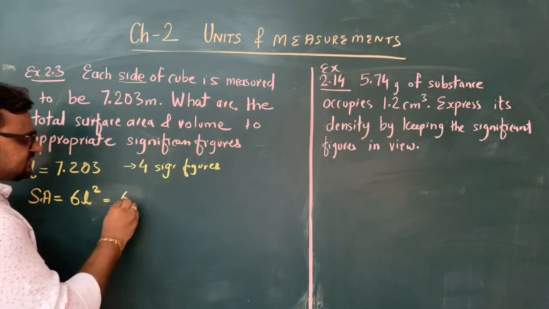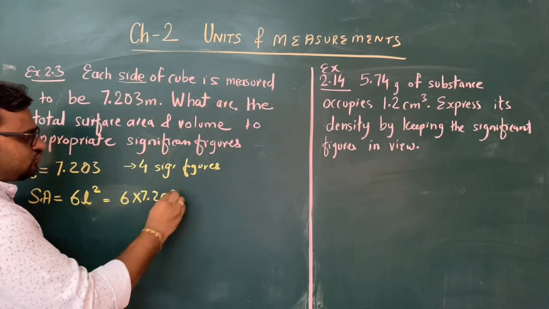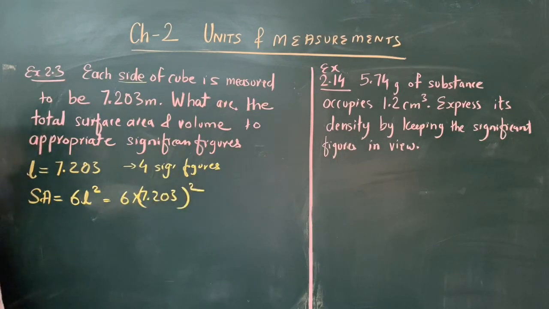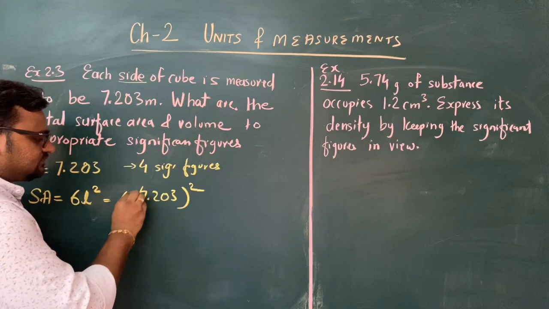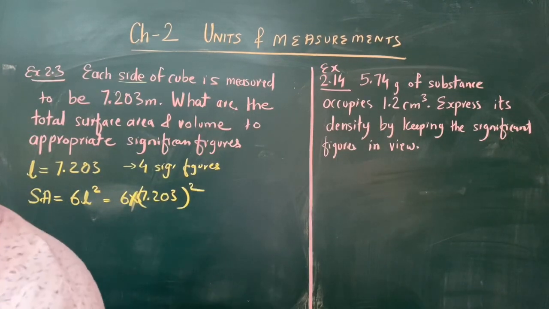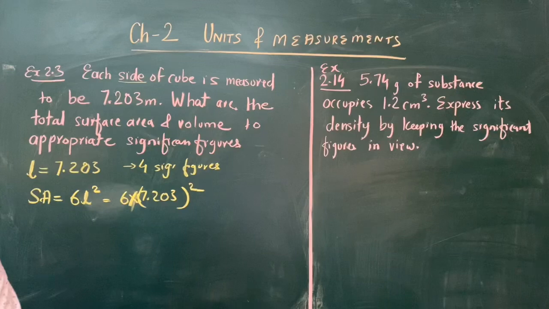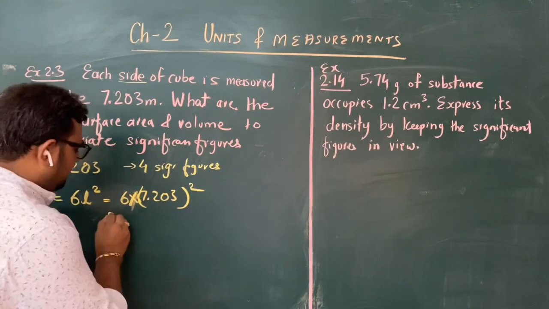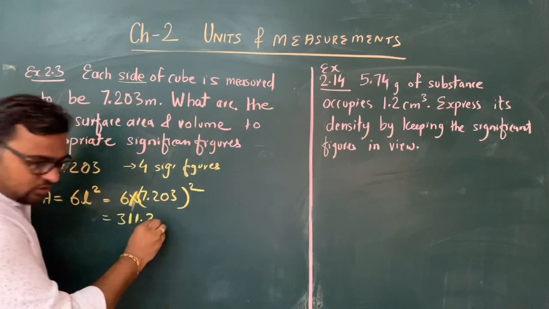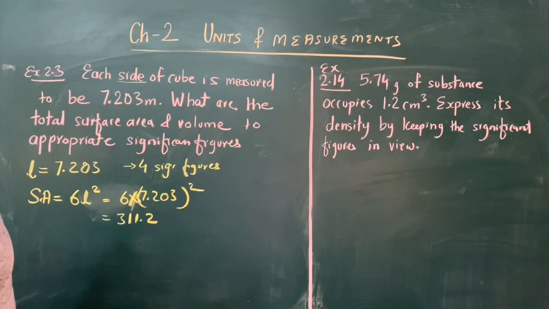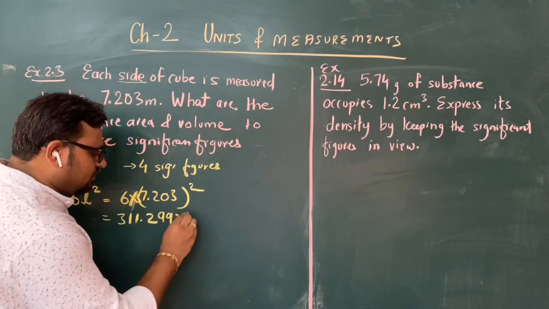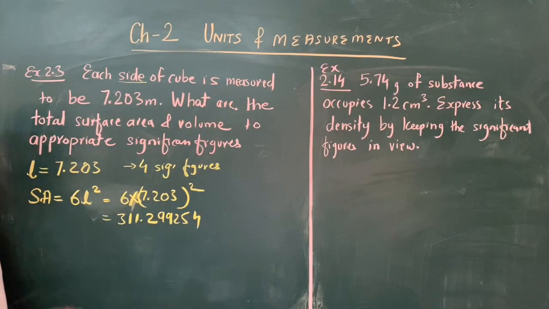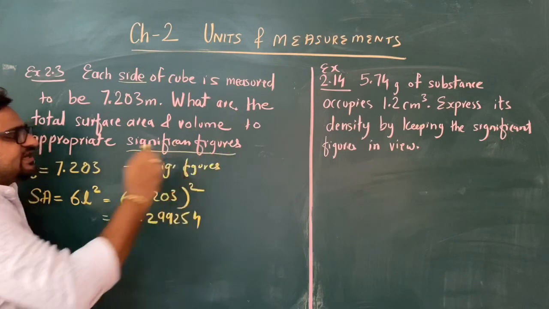So it will be 6 into 7.203 square. Okay, clear? So let me calculate it. 6 into 7.203 into 7.203. So that is equal to 311.299254. Now the question is up to appropriate significant figures.